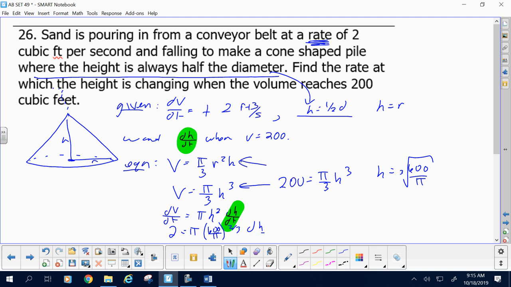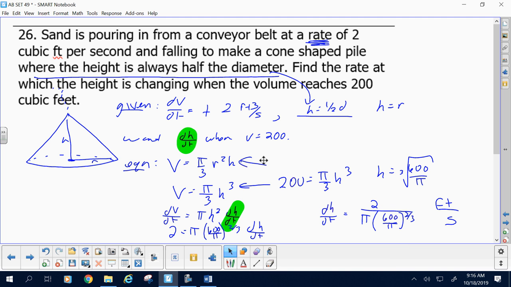Okay? Okay, so dh/dt then is 2 over that, yeah, that monstrosity. 2 over pi times 600 over pi to the 2/3. What are the units? Feet per second, right? Yeah. Okay. Yeah, we're good. Okay. Any other questions on 47? Cool. 48. Questions on 48?